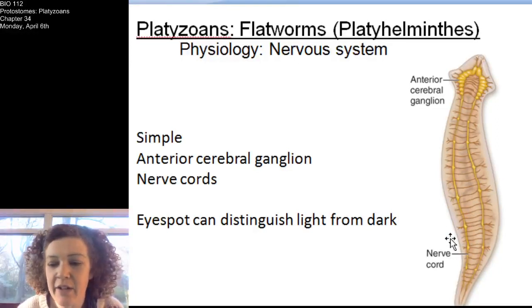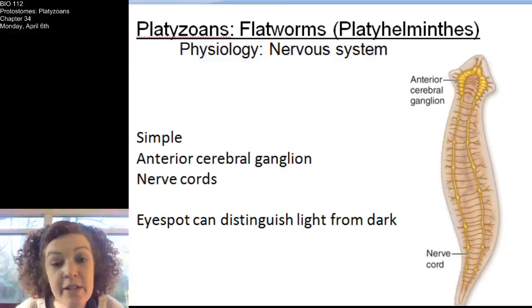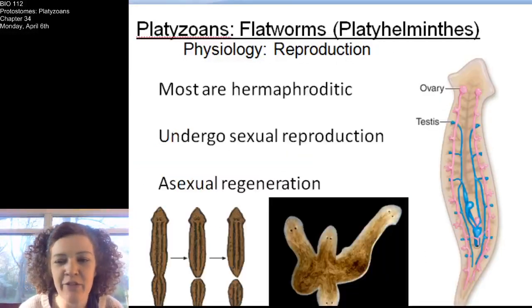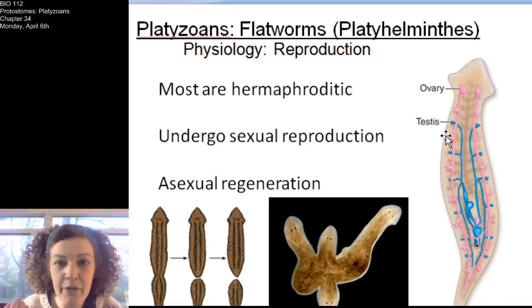And then you have nerves that go across, like a little ladder. Very simple nervous system. And again, they have those eye spots that can tell them whether it's light or dark outside. Now, most of these guys are hermaphroditic, again, male and female sex organs. So remember we looked at that cross section. You have your ovary and your testis here. So those are those gamete-producing organs. They are sexual in their reproduction, and that's where penis fencing comes in.